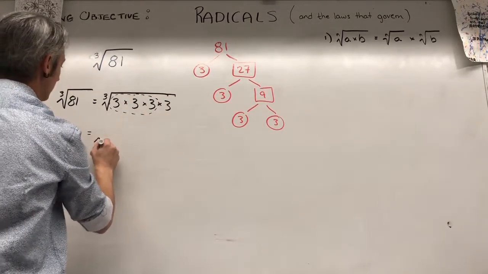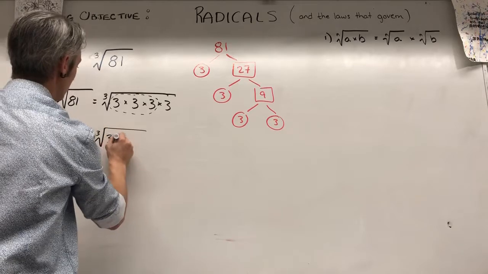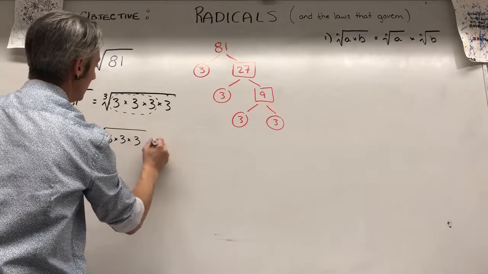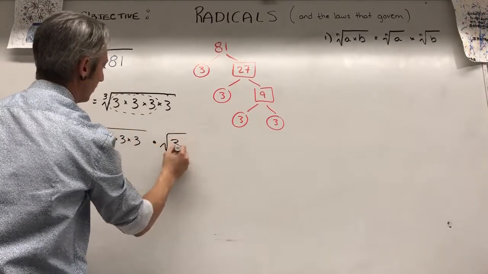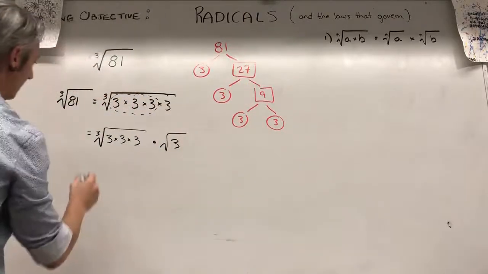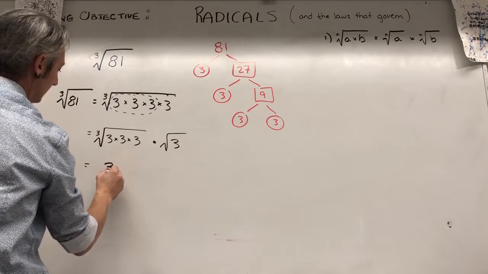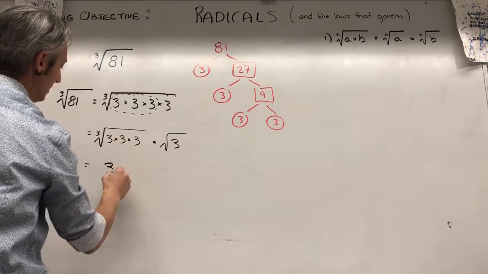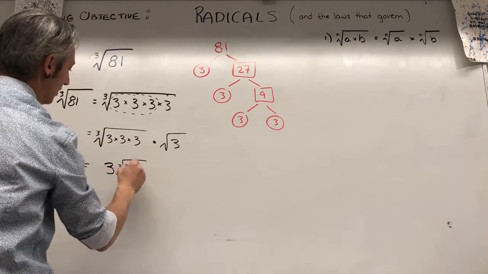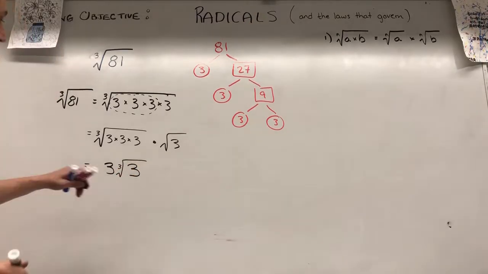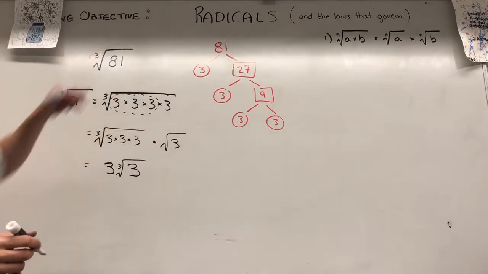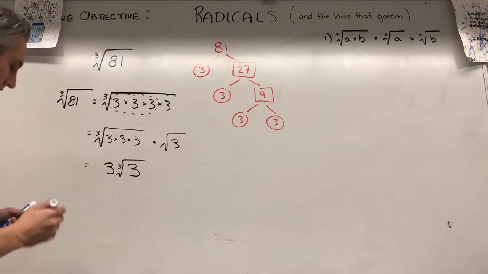So then I split that off. I get 3 times 3 times 3 times root 3. Just using my first law there. This is a perfect cube, and the cube root of 3 times 3 times 3 is 3 times the cube root of 3. A lot of 3's there. 3 multiplied by the cube root of 3 is my mixed version of this entire radical.